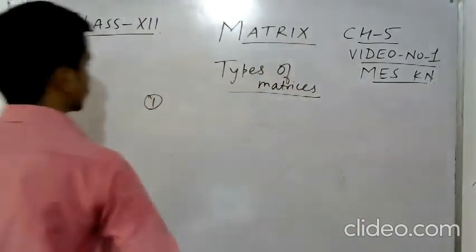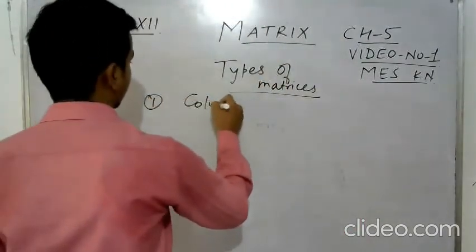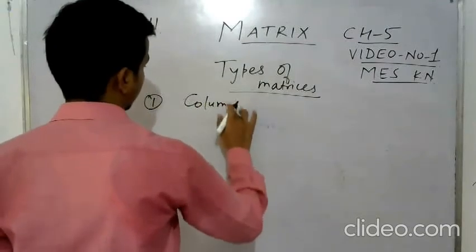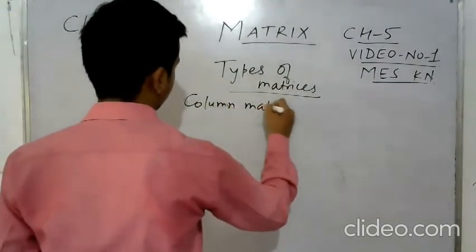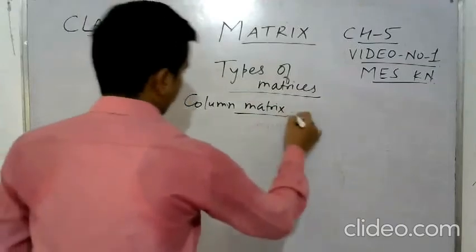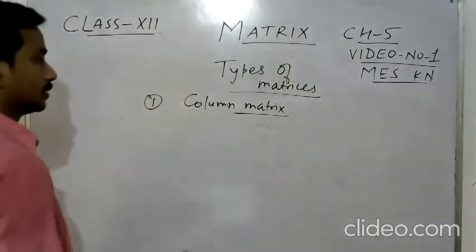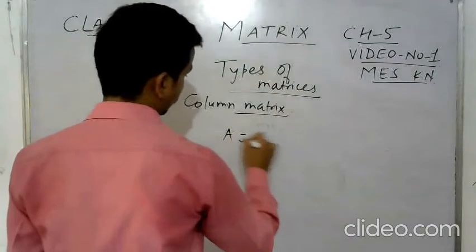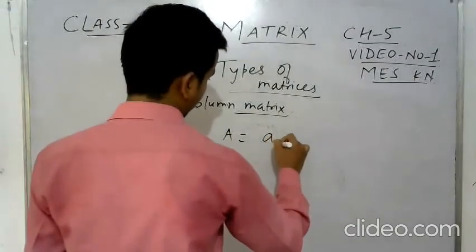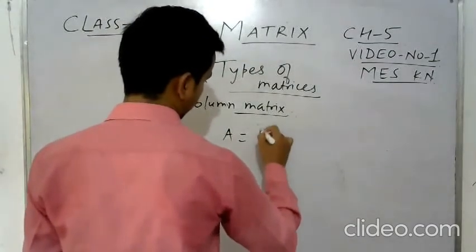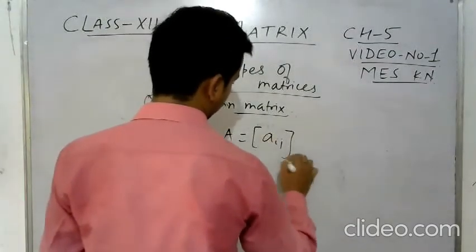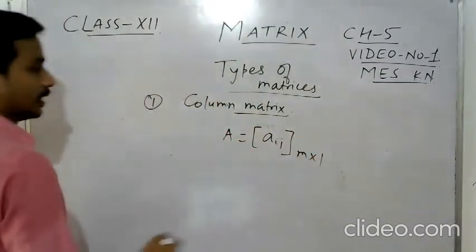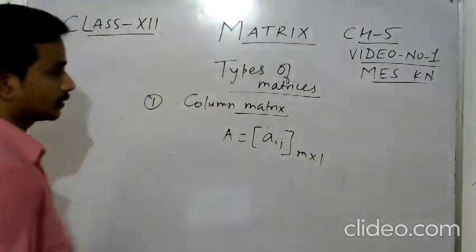What is a column matrix? A column matrix is a matrix having only one column, which is A equals Aij of order m by 1. So a matrix which is having only one column is known as column matrix.